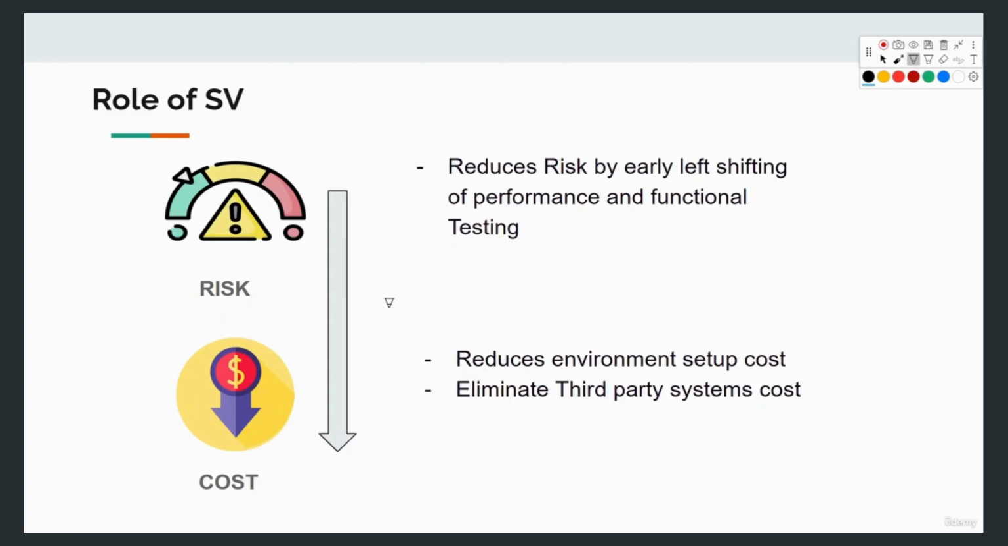So it decreases the risk and the cost. Risk is the most important factor, because of early left shifting of performance and functional testing. The risk here is, suppose we deliver a product and the testing is delayed, and later on we come to know, in the case of performance or functional, there are too many bugs and the development team is waiting, mostly because some of the APIs are not available, or there are third party APIs. So that reduces the risk.